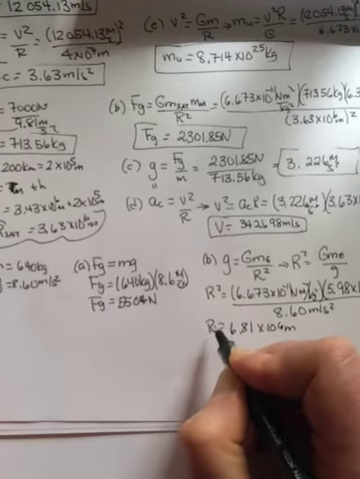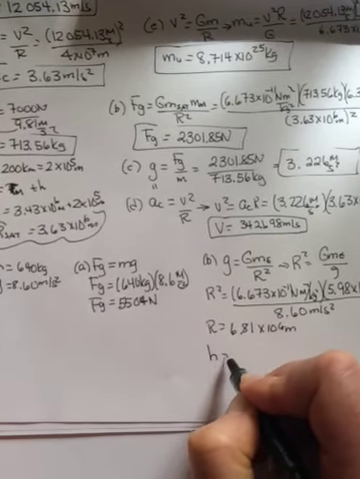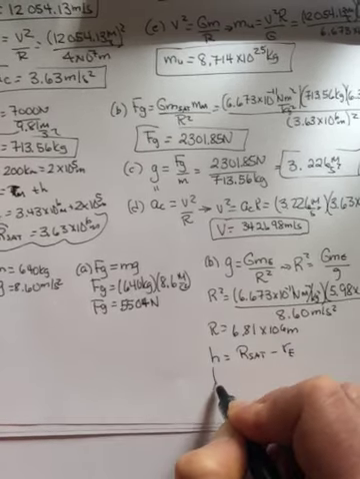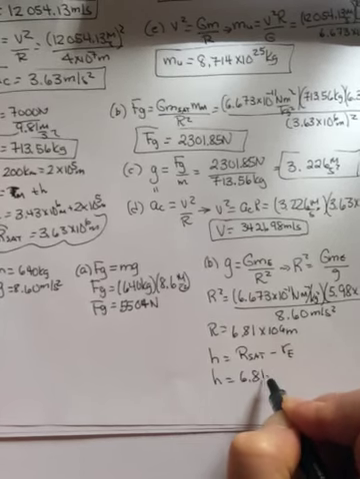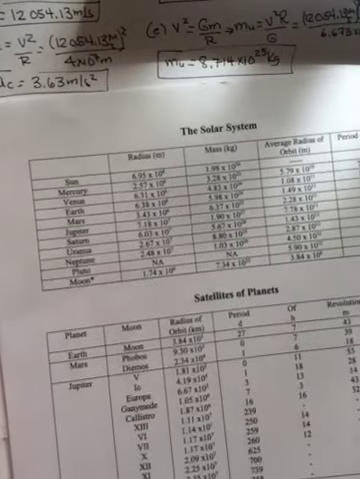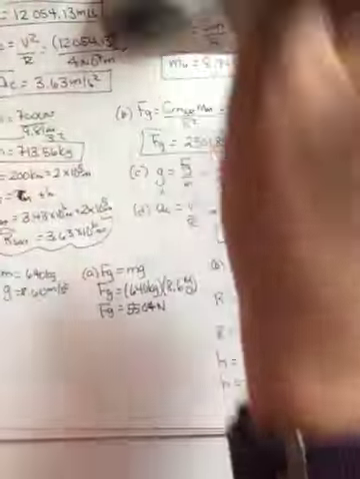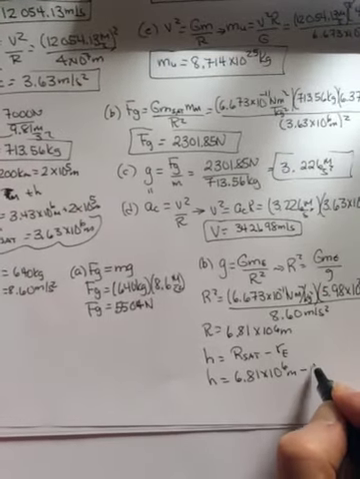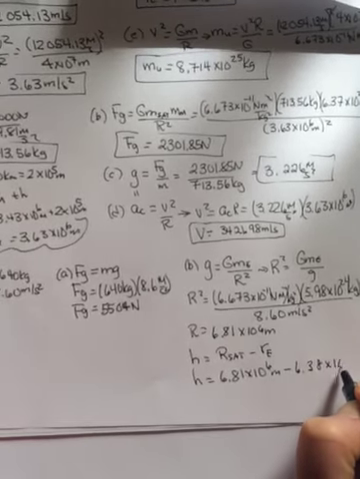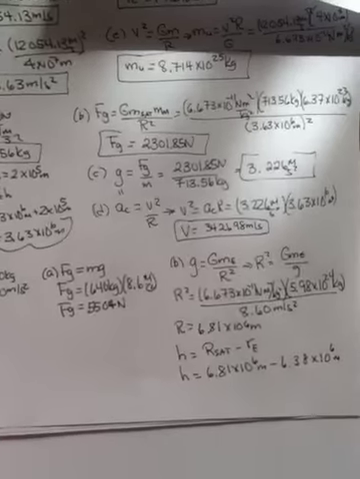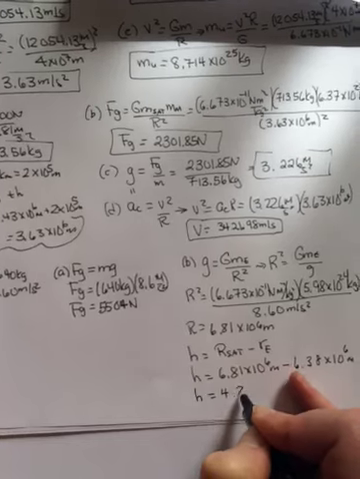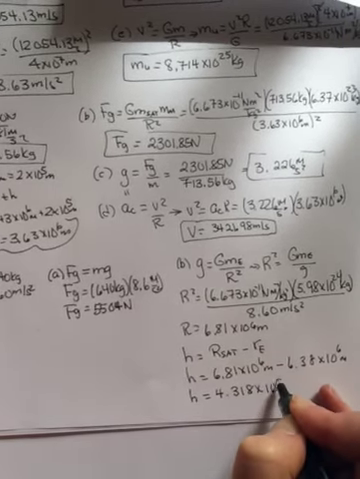But that's not what the question asked. The question asked for the height. So the height is going to be this R of the satellite minus the R of the Earth. So 6.81 times 10 to the 6 meters. And the R of the Earth you can also get off this handy dandy chart if you don't have it memorized from using it so many times. It is 6.38 times 10 to the 6th meters. Okay, so when you subtract these, you're going to get 4.318 times 10 to the 5th meters.